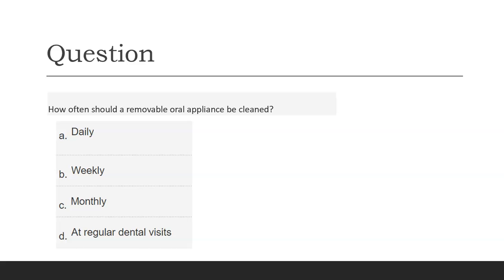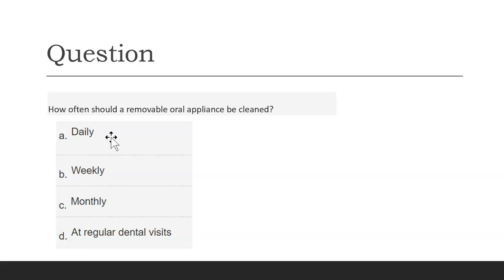All right, here's another question. How often should a removable oral appliance be cleaned? Daily, weekly, monthly, at regular visits? So think about dentures, think about ortho appliances, the ones that are removable. How often? Daily would be correct. Yes, daily is the answer.